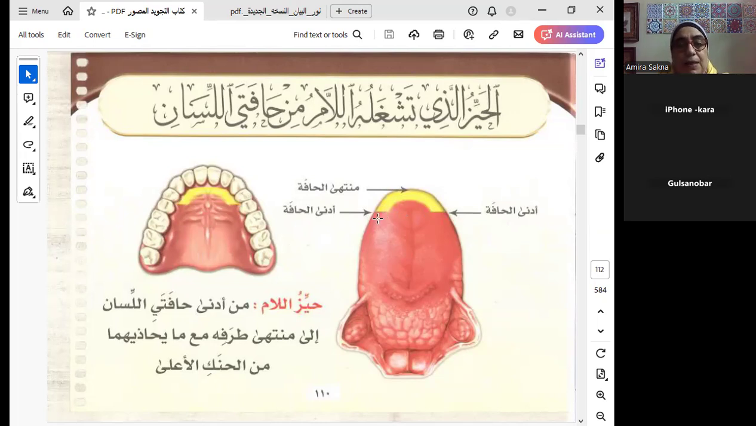So for the last time, lam is produced when we press the edge of the tongue. Where exactly? From the nearest edge of the tongue to the tip edge of the tongue, it will be pressed against the alveolar ridge of the upper front teeth. That's why, when we pronounce lam, the articulation point is neither totally closed nor totally open, because it's closed from here, but here it's open. That's why the sound will run away from both sides.